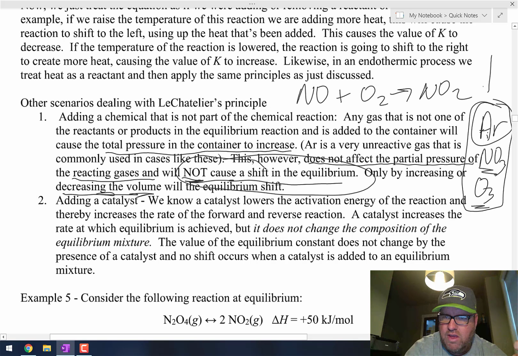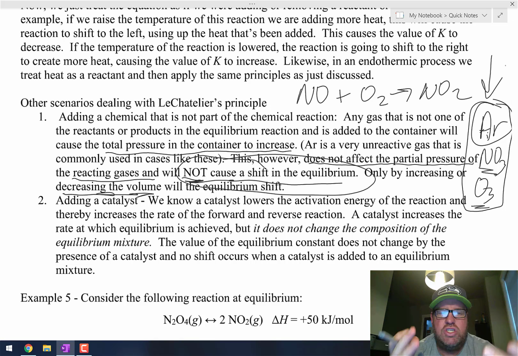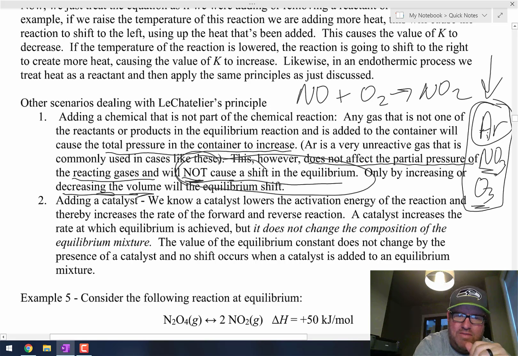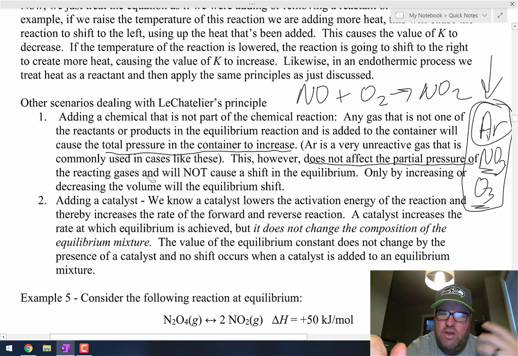Is it the fact that you added a gas that isn't involved in the reaction? Maybe you decrease the volume. Maybe you raise the temperature. But there's so many different ways you can increase the pressure inside that container that if they just say the pressure is increased and they don't say how, then you have to say it will not cause a shift in the equilibrium. Typically, they don't do that. Typically, they tell you how they're increasing the pressure.